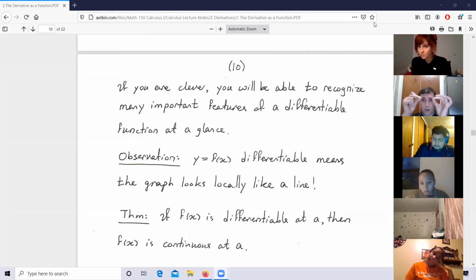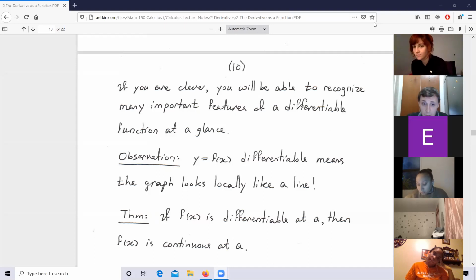If you zoom in on a curve and you see a straight line segment, it's continuous. So it's in particular differentiable, right? Even better than continuous, it's stronger. But continuity does not imply differentiability, right?